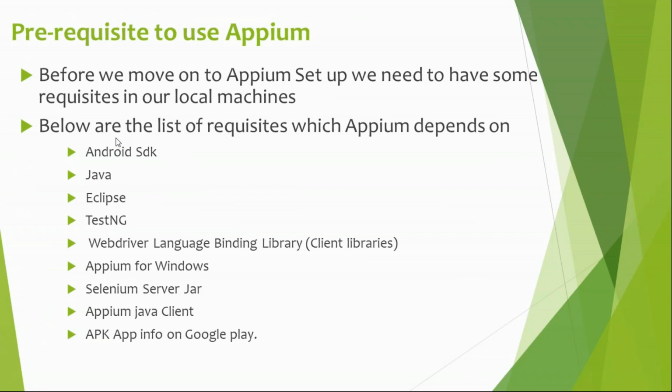And what are the prerequisites and softwares which are required to work with APM? So you need Android SDK, you need Java, you need Eclipse, you need TestNG, WebDriver, which is nothing but Selenium jar files, and APM for Windows. Selenium jar file is already available here. Language binding. So client libraries. This client library is nothing but an additional jar which is with respect to APM mobile automation. This client library you can download from appium.io. I will show you how to download. Then Selenium jar files, APM Java client, and APK file. So this is for extra curricular activity, not to worry.